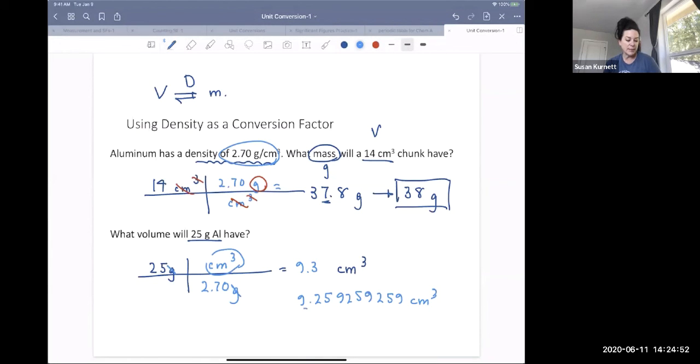It was 9.259259259. And so some people would say, if you look to the right, you see a 5, round to even, and the correct answer should be 9.2 centimeters cubed. I mentioned this in one of the videos before. I honestly don't care if when you see a 5, you round to even or not.